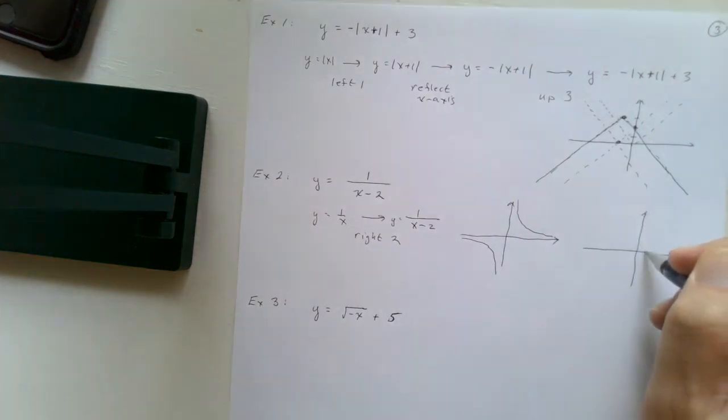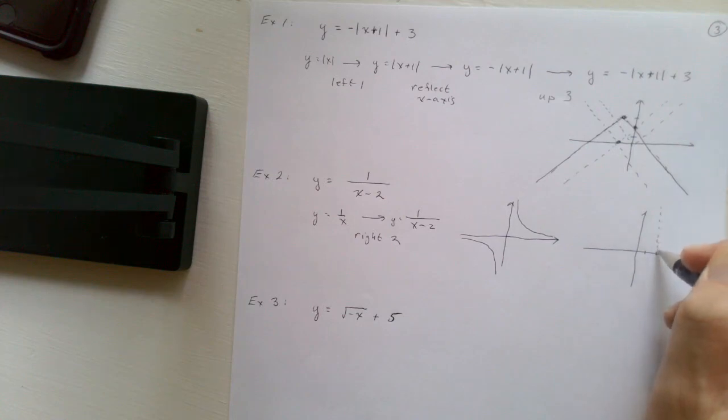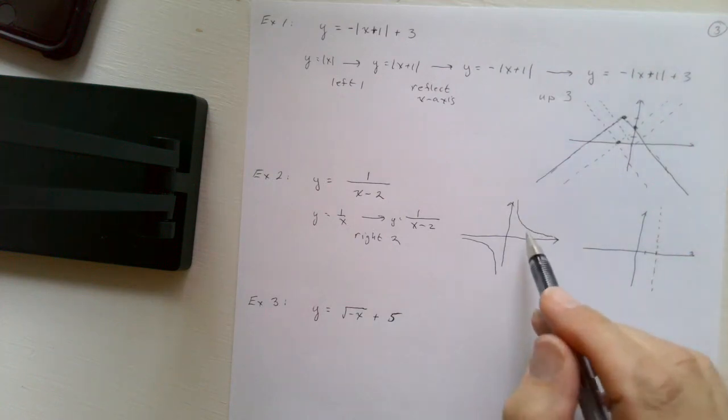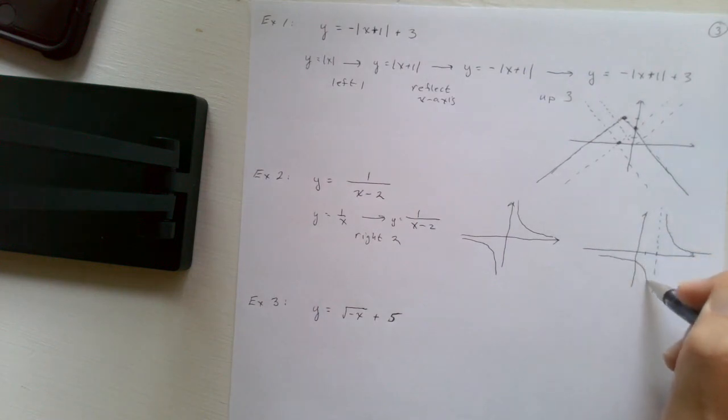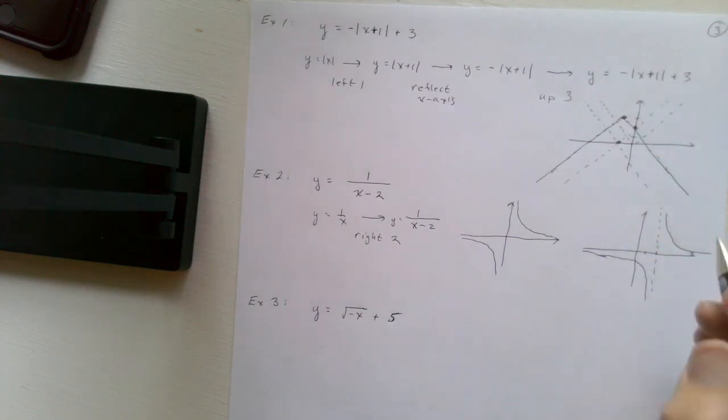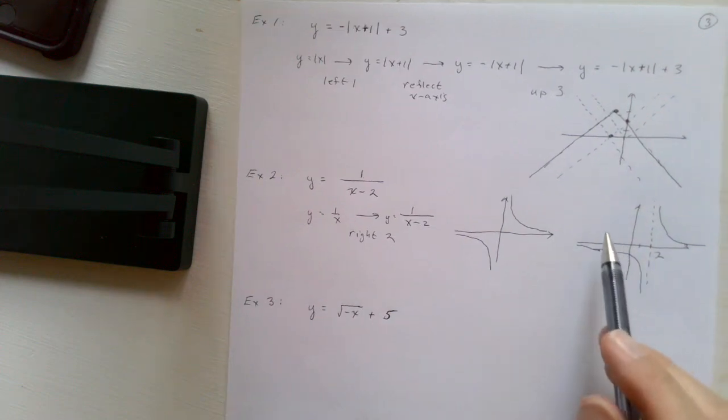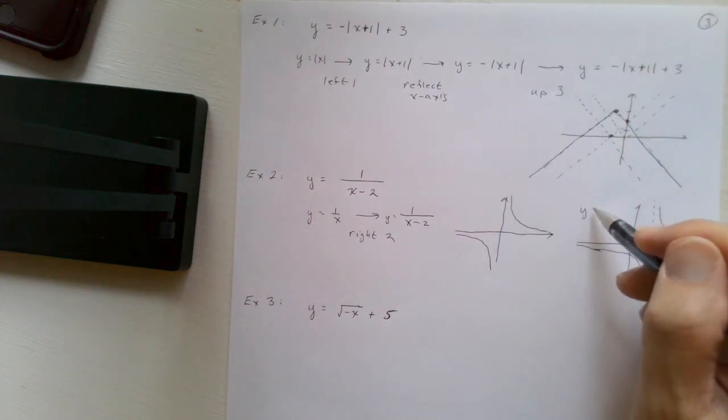We shift this to the right 2 units, and then we shift the pieces of the graph to the right 2 units. All right. And so this is the graph. This is our final answer.